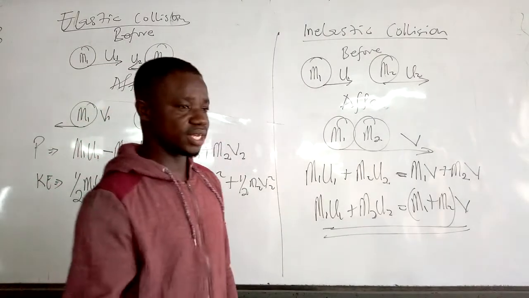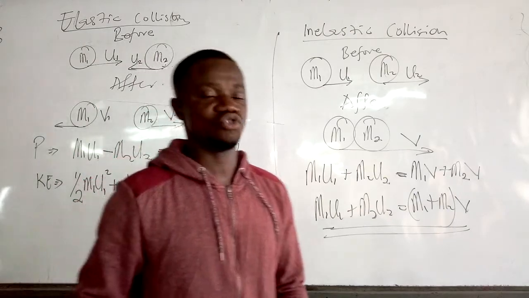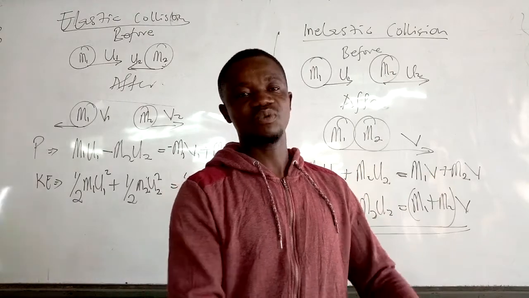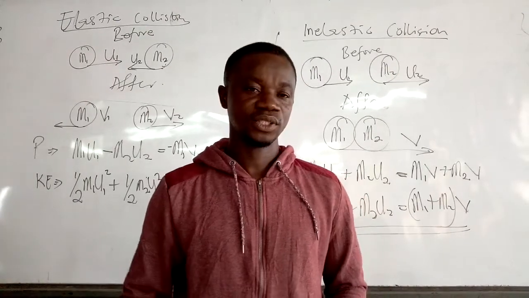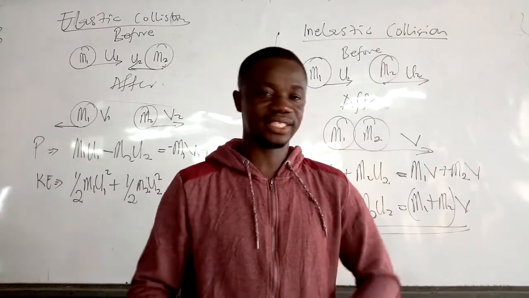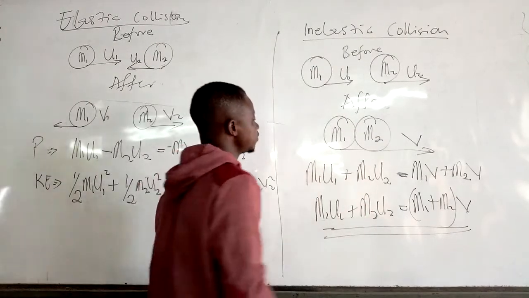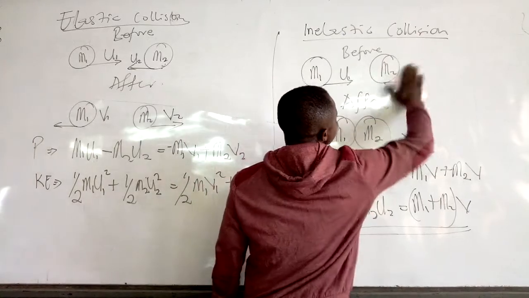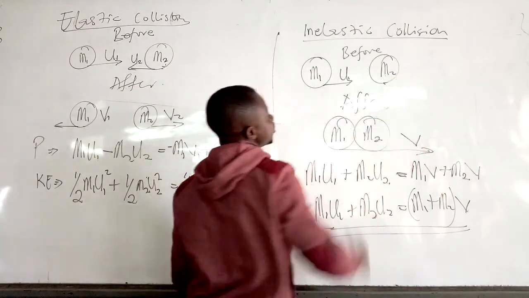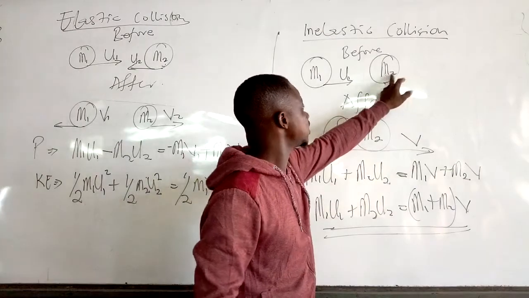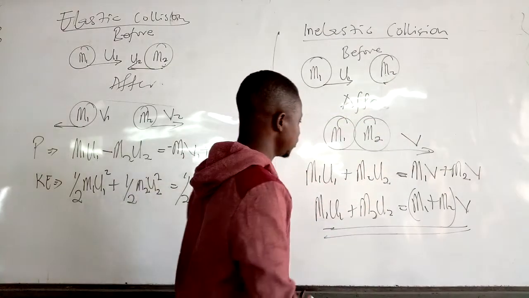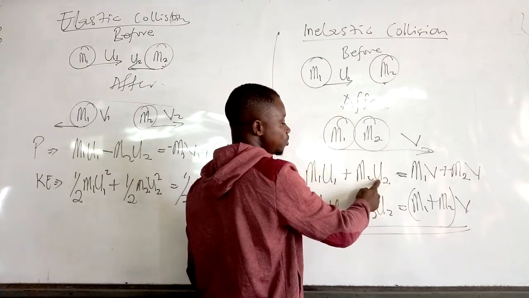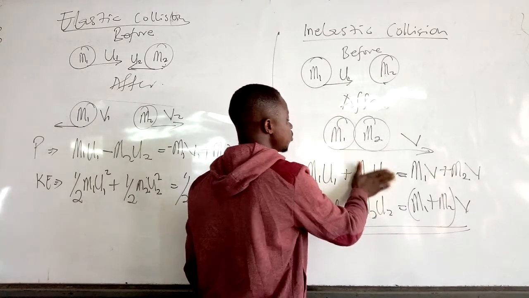Now, let me bring in this. It is not always that the two bodies will be in motion. Sometimes one of the bodies will be moving because the other is not moving. So you have a moving body colliding with a stationary one. Let's suppose that M1 is moving, but M2 is stationary. It means that in this situation, the initial velocity of M2 is 0. 0 times M will give us 0.